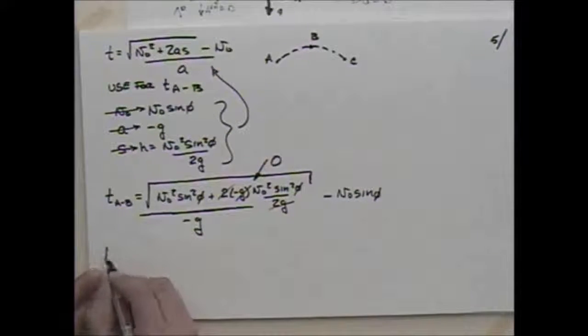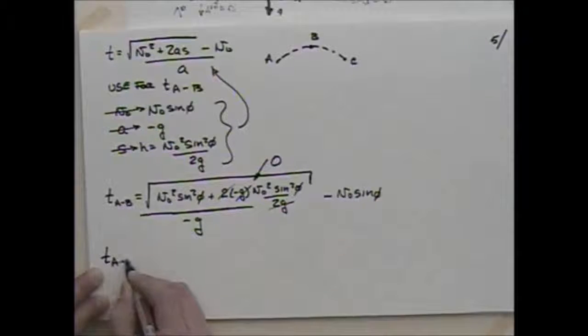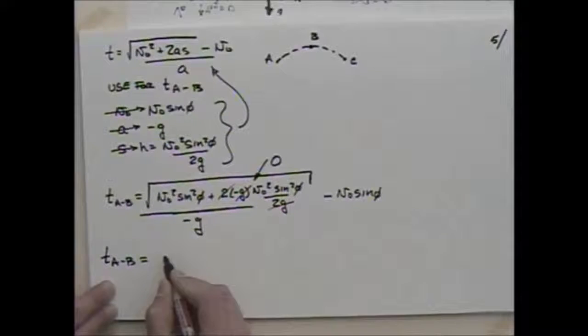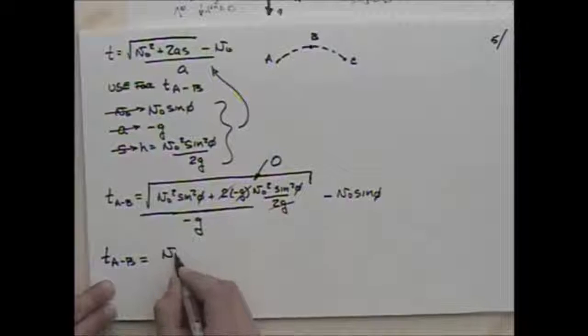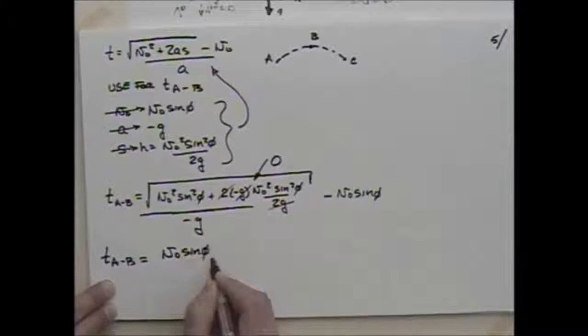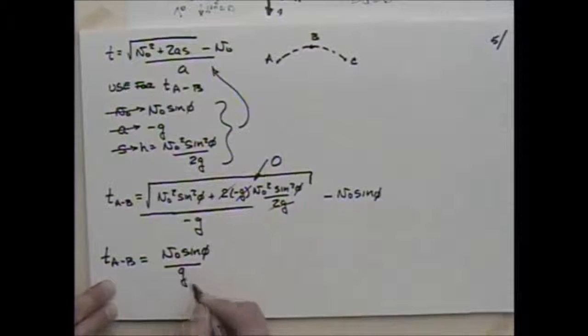And I can say then that time from A to B is equal to v naught sine phi divided by g, canceling the negative in the numerator and the denominator. So I'm glad she corrected us, because we would have been trying to say that that was 0, which wouldn't have made sense. Okay. So v naught sine phi over g.